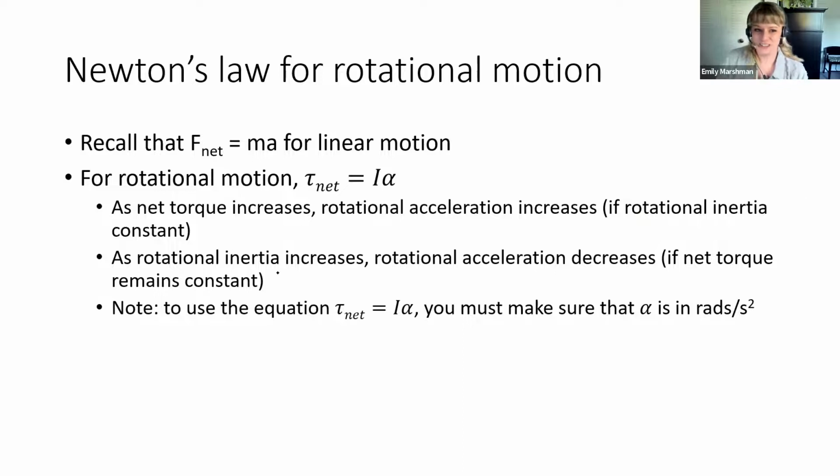And so that brings us back to Newton's law for rotational motion. We've now defined everything we have. We've defined torque, we've defined a moment of inertia I, and we've defined angular acceleration alpha. As the net torque on an object increases, the rotational acceleration of the object will increase, right? Similarly, as the rotational inertia increases, the rotational acceleration is going to go down if the net torque remains constant.